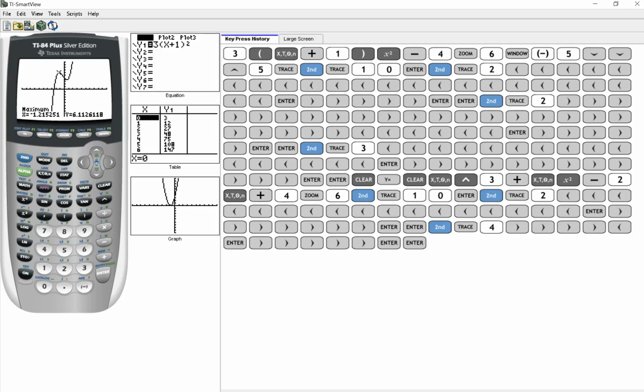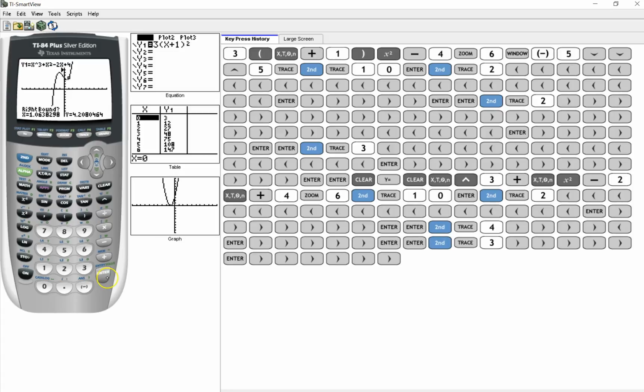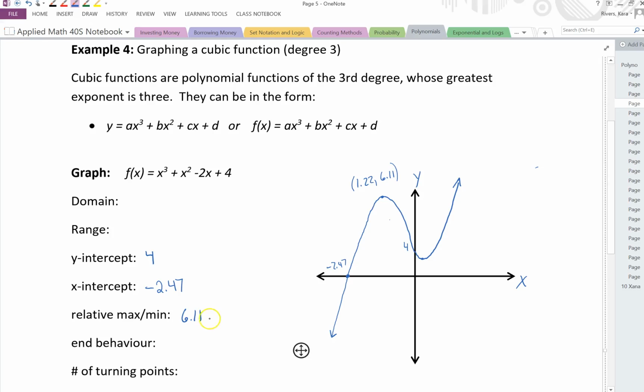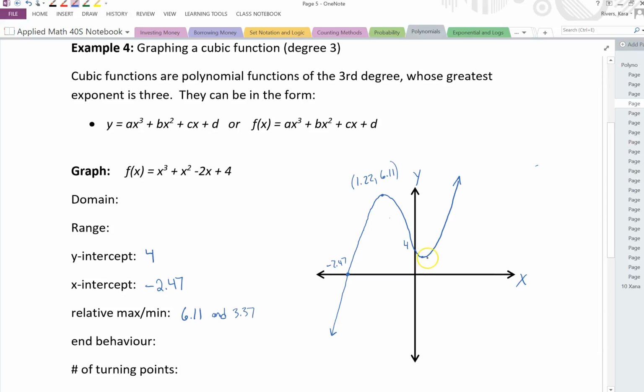So let's go back into our calculator. Second trace, minimum, so that would be 3. And we're going to go left bound here, right bound, guess, hit enter again, and that's at 0.55 and 3.37. So I'm going to here put my y value of 3.37, and on my graph put that ordered pair of 0.55 and 3.37. So there's our cubic function.